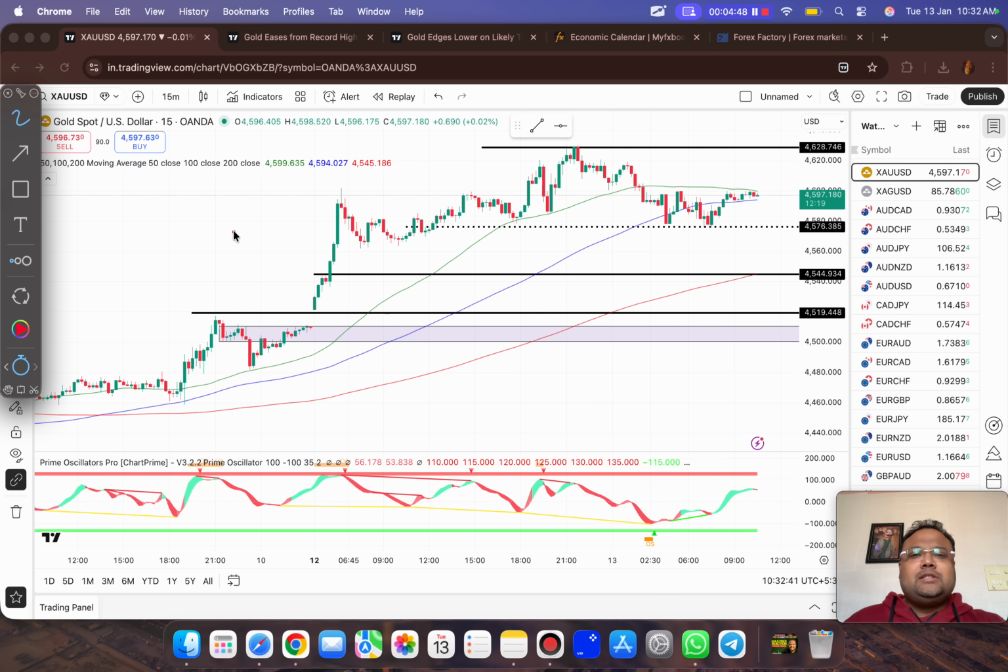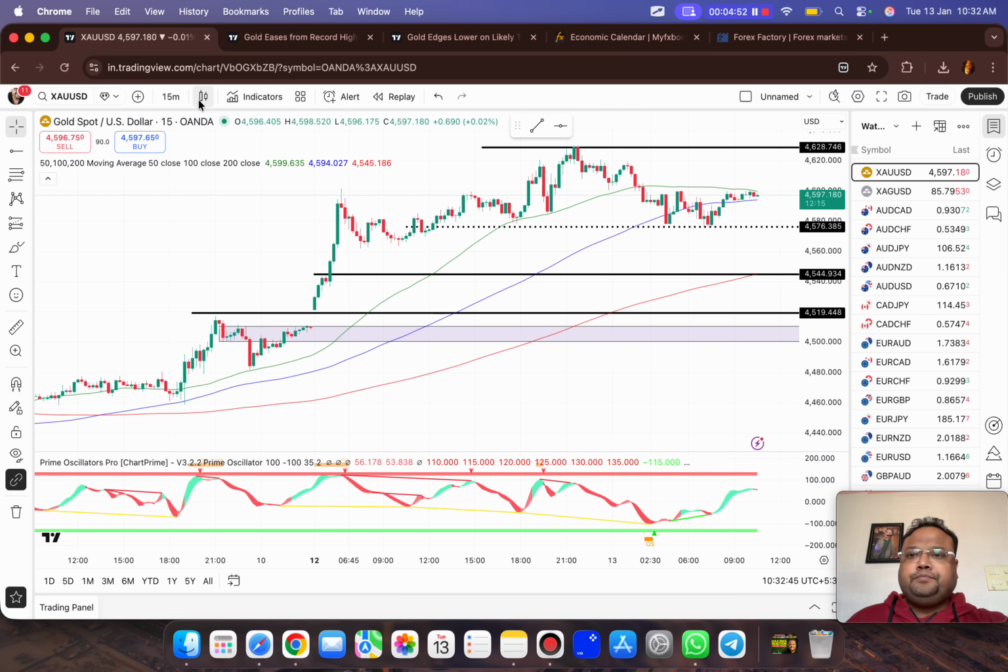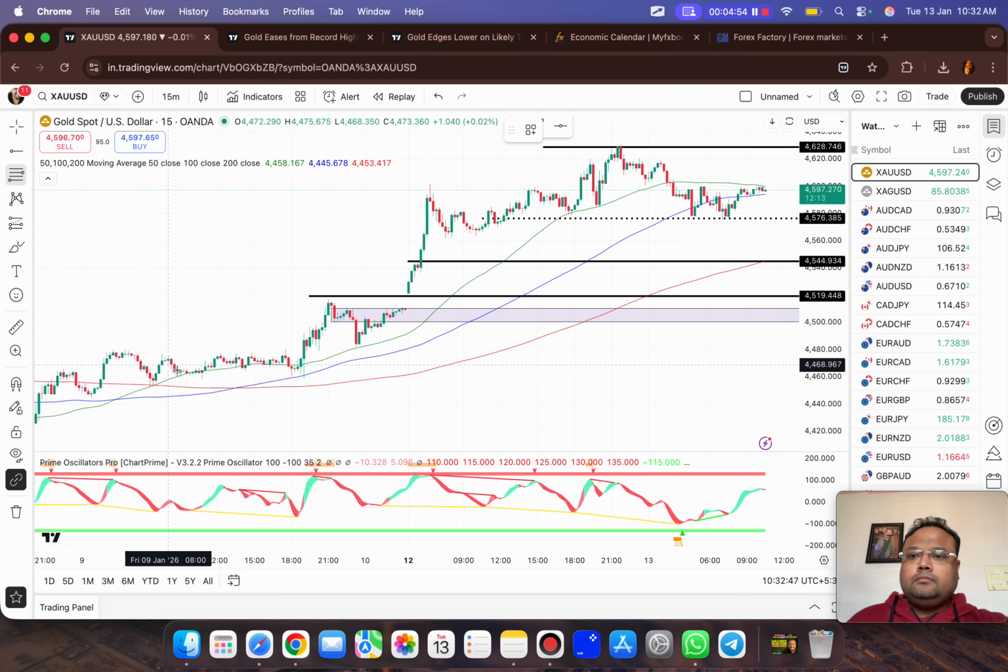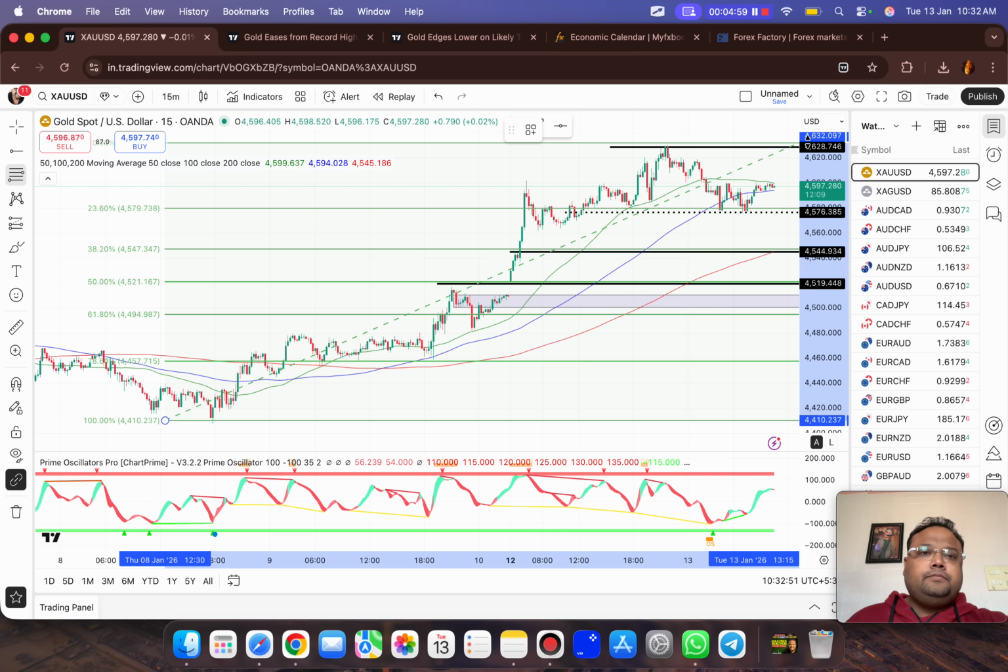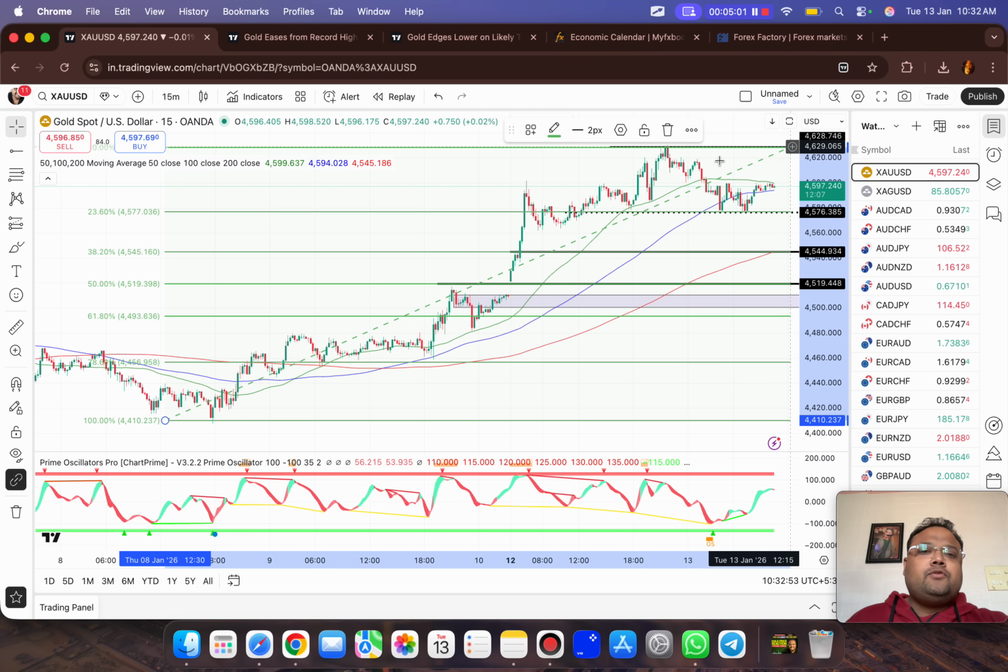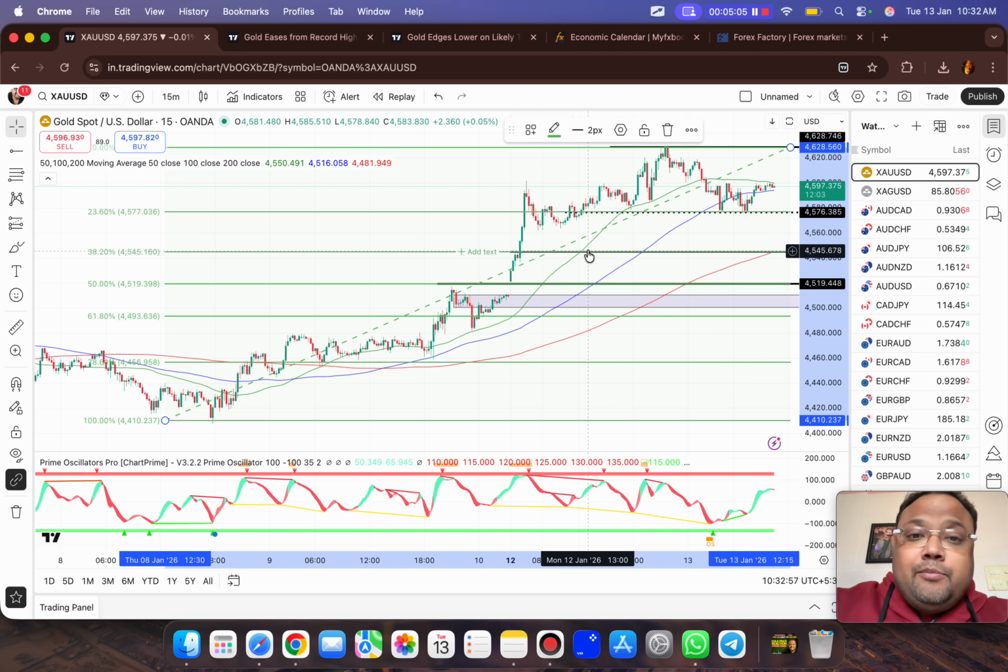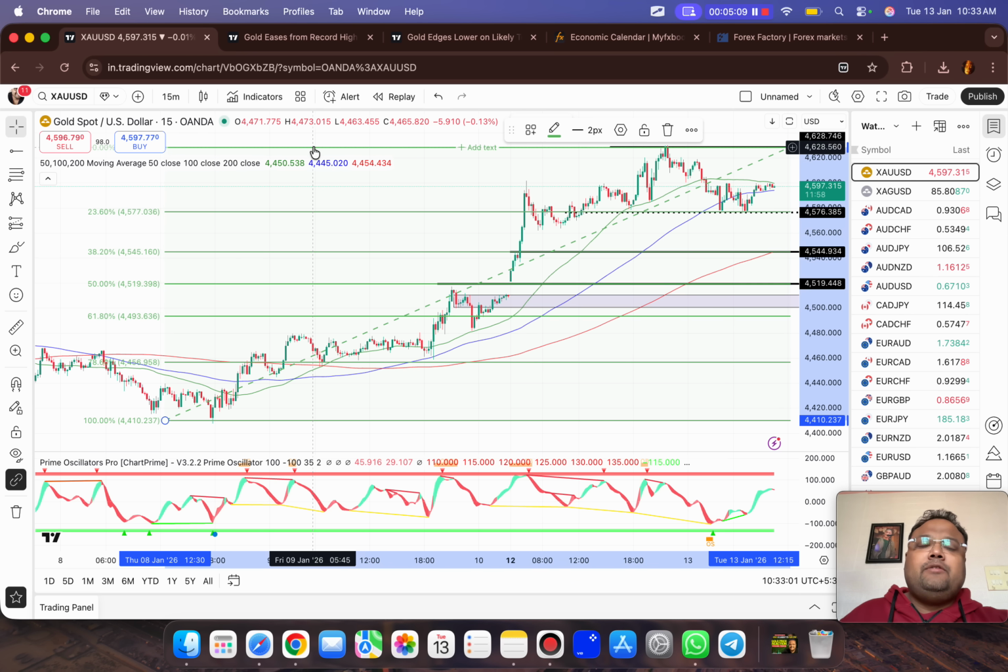Why are we considering it? We have simply used Fibonacci. You can see FIBO is working perfectly. So around 4545 we have the FIBO 38.2, around 4518.20 we have FIBO 50% retracement level.